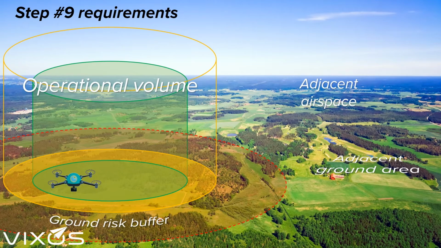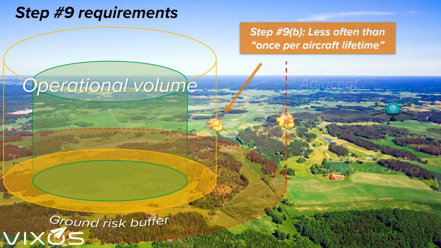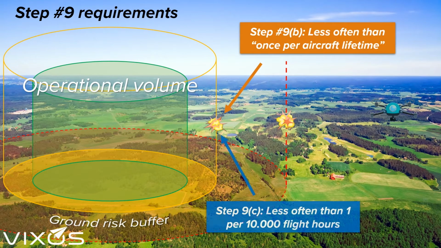Step number 9 has the following requirements. When you operate your drone, there is a certain risk that you will have a flyaway where the drone breaches the operational volume and the ground risk buffer. Step 9 part B states that the first breach should happen less often than once per aircraft lifetime, while Step 9 part C states that the first breach should happen less often than once per 10,000 flight hours.